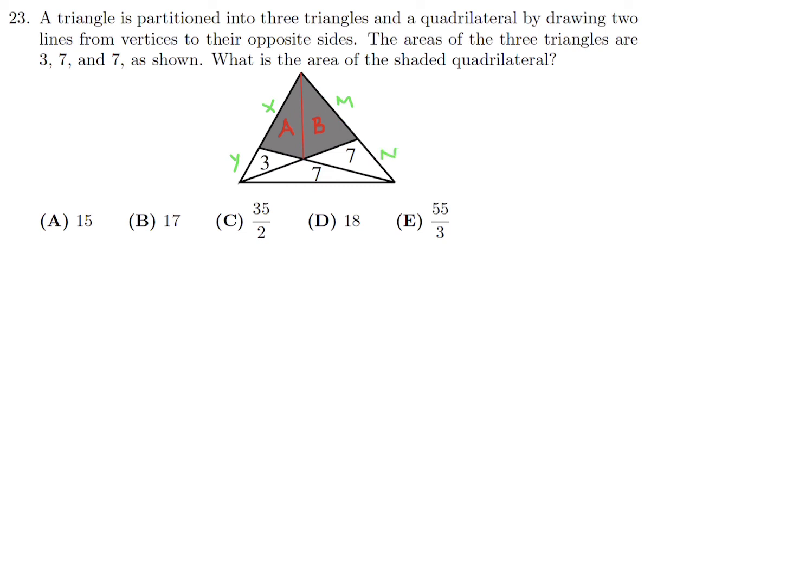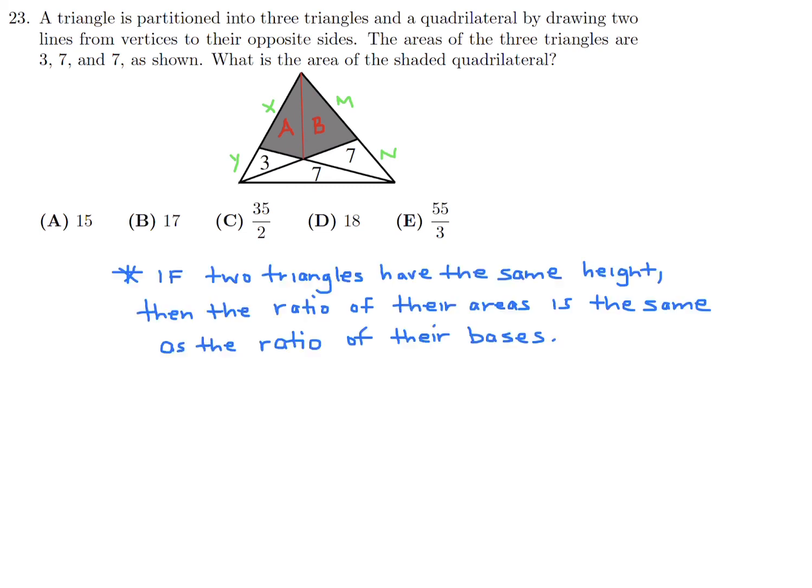Okay? And throughout this question there's one theme, and that is if you have triangles that have the same altitude or same height, then the ratio of their areas is the same as the ratio of their bases. So if the 2 triangles have the same height, then the ratio of their areas is the same as the ratio of their bases, and we will use that theme or rule throughout this question.